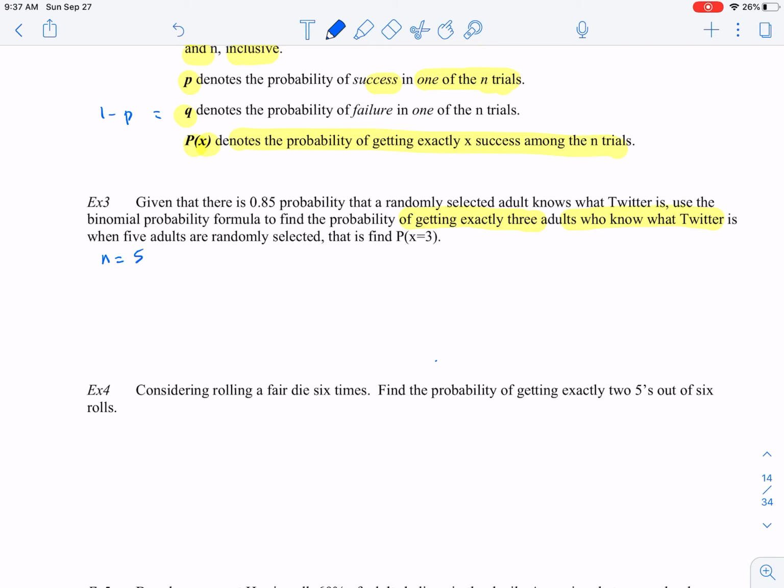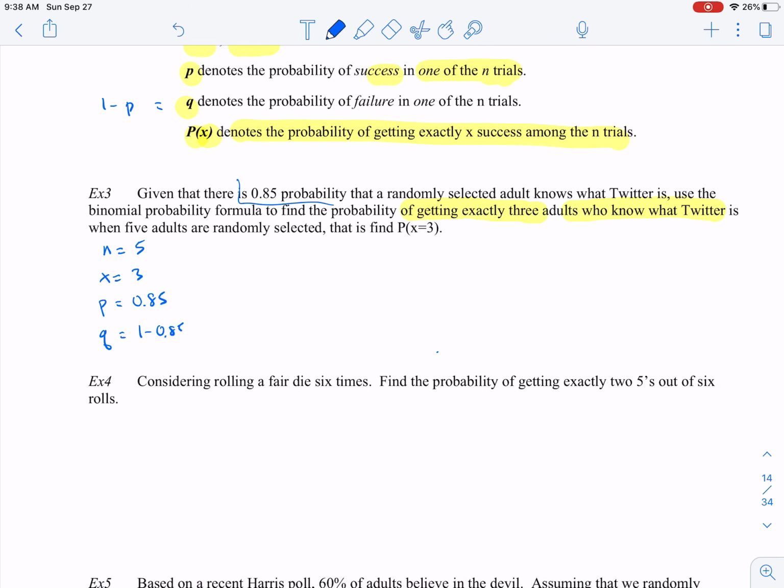Okay. So first we list out the number of fixed trials. So that is 5. X is the number of successes we want to find out of 5. That is 3 adults. P is the probability of success, or the probability of 1 adult knowing what Twitter is. That is given as 0.85. And then Q is the probability of 1 adult not knowing what Twitter is. That is 1 minus 0.85, which is 0.15, right? So here are the other things we have to list when we do this type of problem.